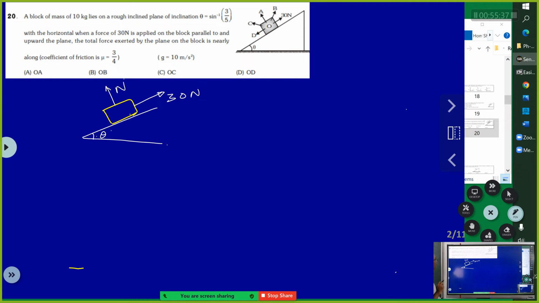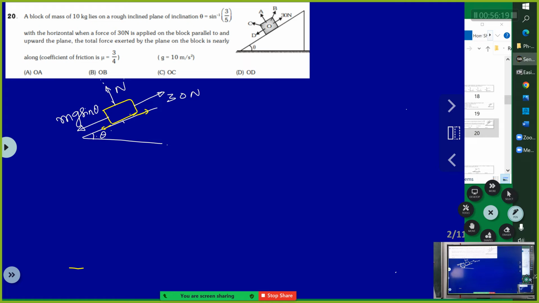Now they have not told whether the block is moving up or moving down. So you split this, and obviously there is no component along this direction. So this component is there: mg sin theta is in this direction. Now the question is, if the block is moving up, then the friction is in this direction. If the block is moving down, then the friction is in this direction.